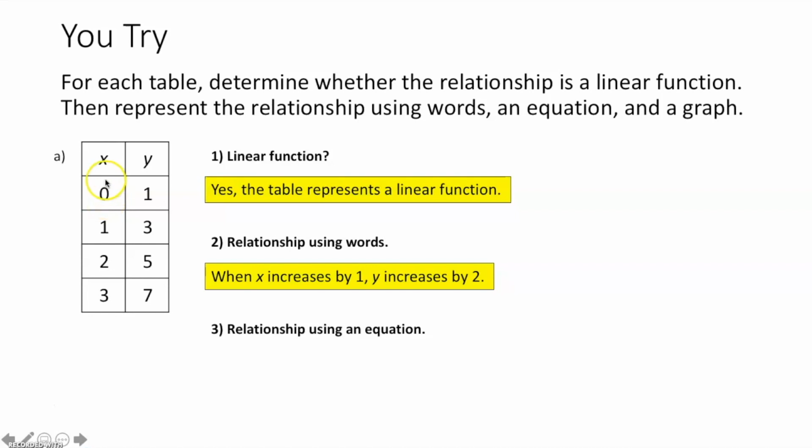That means that we need to multiply something by x and then possibly add or subtract something. So let's see. If I multiply x, let's say, I don't know, let's try 2 first. If I multiply this by 2, what do I get? I get 0. Well, then I would have to add 1 in order to get 1.